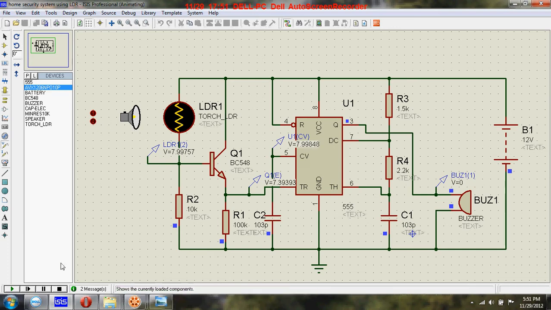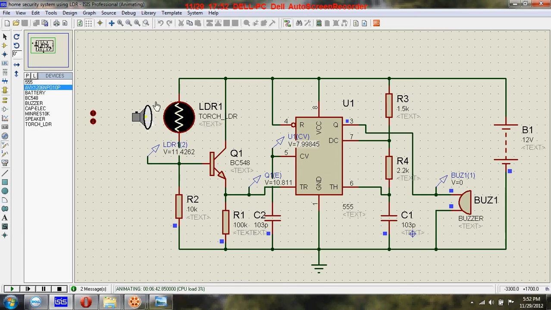So you can see here this is the source of light, and the light is falling on this LDR. And here you can see the voltage also, and that's 11.4262, right? And this voltage can be seen here also. It's 10.811.